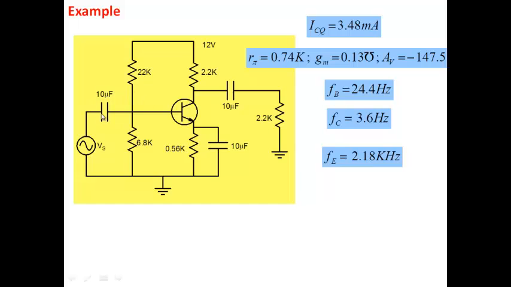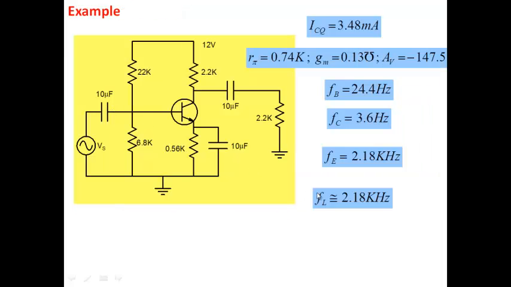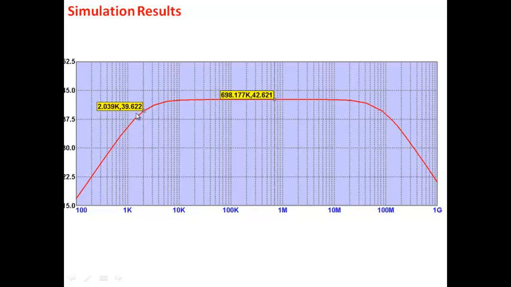Alright. All the capacitors are same. 10 microfarad, 10 microfarad, 10 microfarad. What will be my cutoff frequency? 2.18. That's the maximum. In this, the highest one determines, okay? The highest one determines the cutoff frequency here. FL will be almost equal to 2.18 kilohertz. Okay. And what does my simulation show? Simulation shows about 2.2 kilohertz. So I get a value of 2.18 and the simulation shows 2 kilohertz. Obviously, we have made some approximations and it's not going to be that accurate, but we have a number which is pretty close.